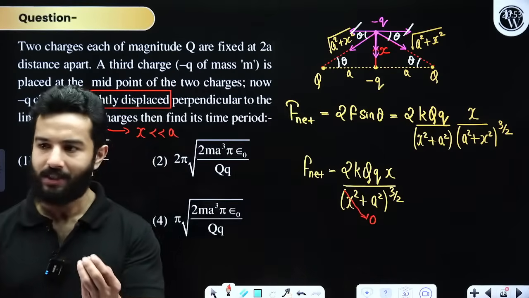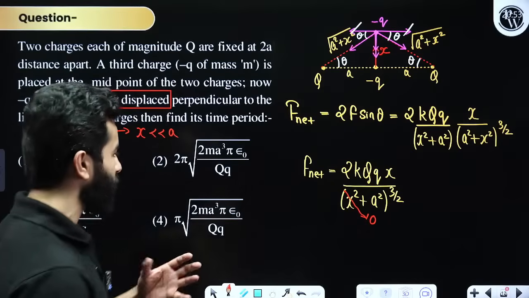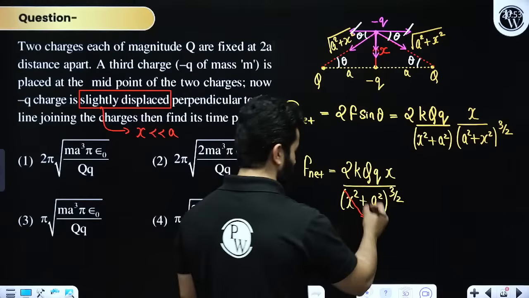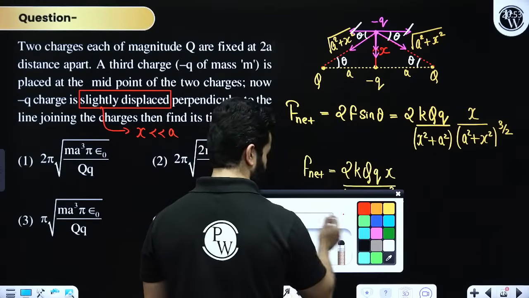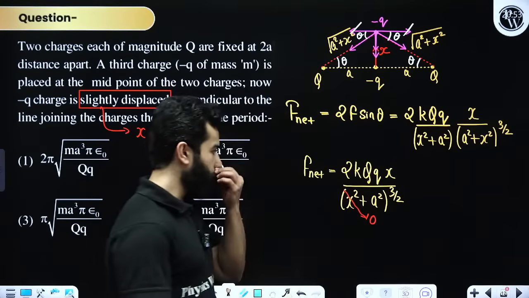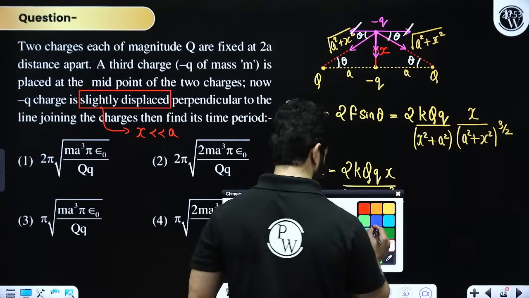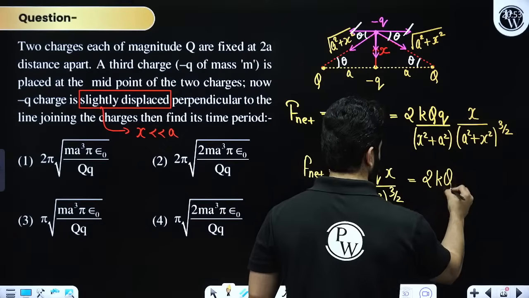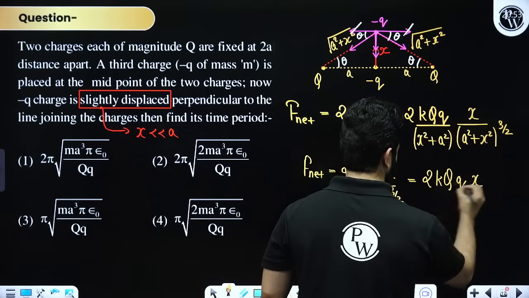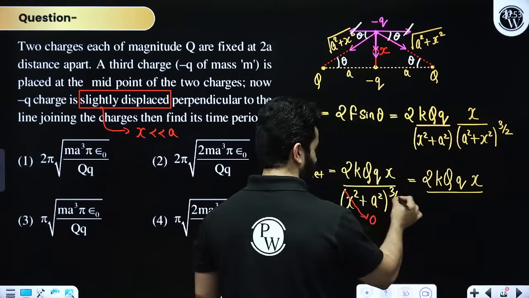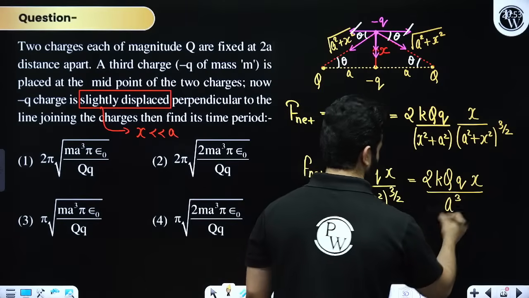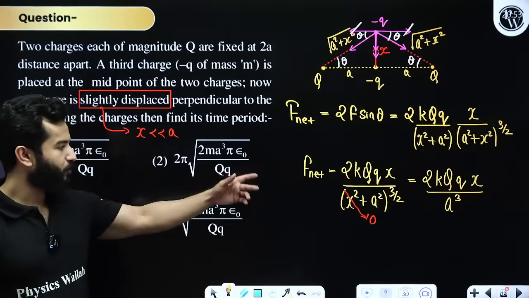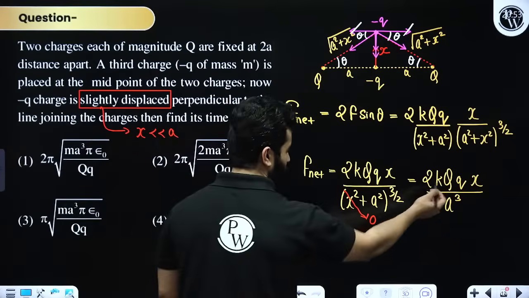For a simple reason, x square can be considered as 0, because x is far less than a, right? So you are going to then get 2k capital Q small q times x whole divided by a cube. This will become a cube, right? And I can see answers in pi epsilon naught, so I'll get rid of this k.